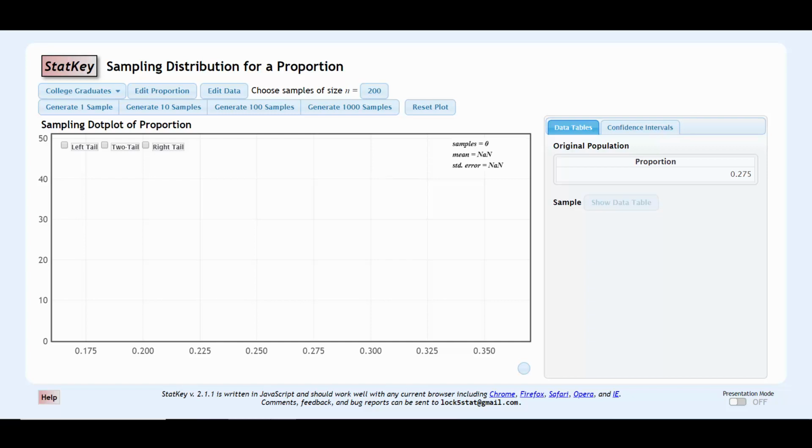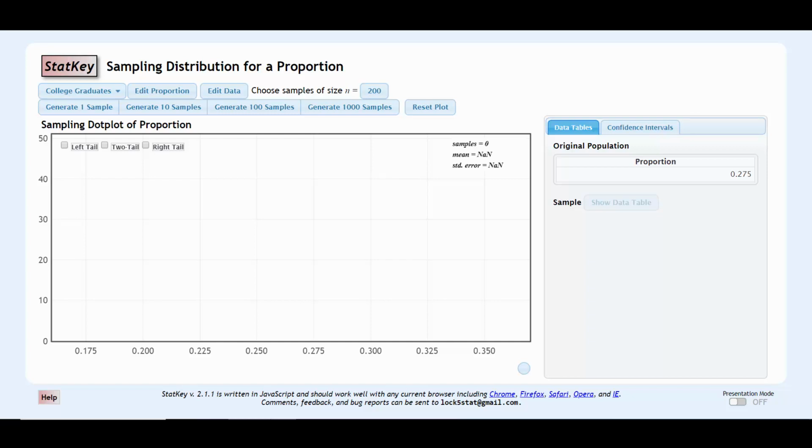This population is telling us the proportion of all people, I'm assuming in the United States, but we'll say the proportion of all people that have a college degree or have graduated from college. And what they're telling us is that in the population, the proportion of people that have graduated from college is 0.275. So in other words, if I were to select somebody at random and ask them if they had a college degree, there would be about a 27.5% chance that they did. That's what a proportion is.